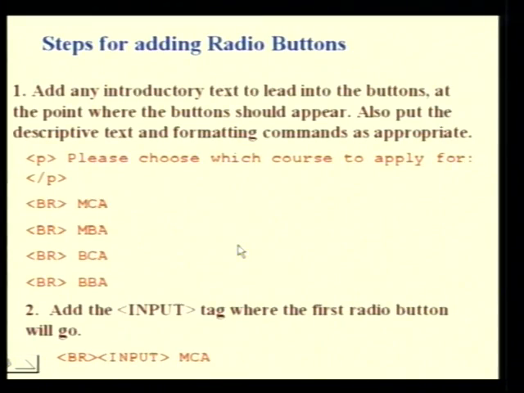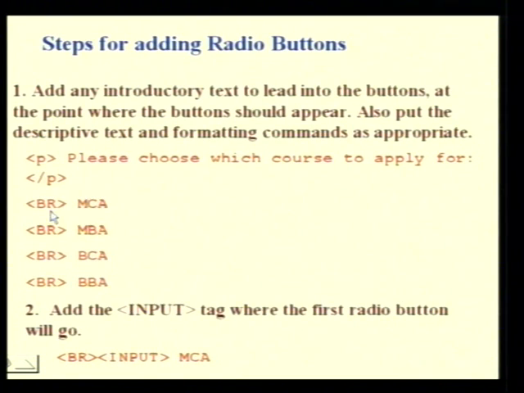Okay, coming over to the next part, steps for adding radio buttons. As I said, radio button is for choosing one option. Let's say the steps for these is add any introductory text to lead into the buttons at the point where the buttons should appear. So you must have the introductory text within your web page. So you begin where this.